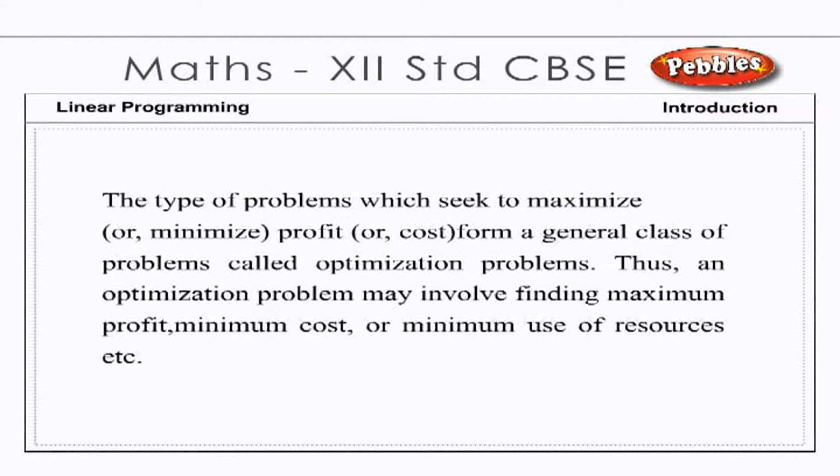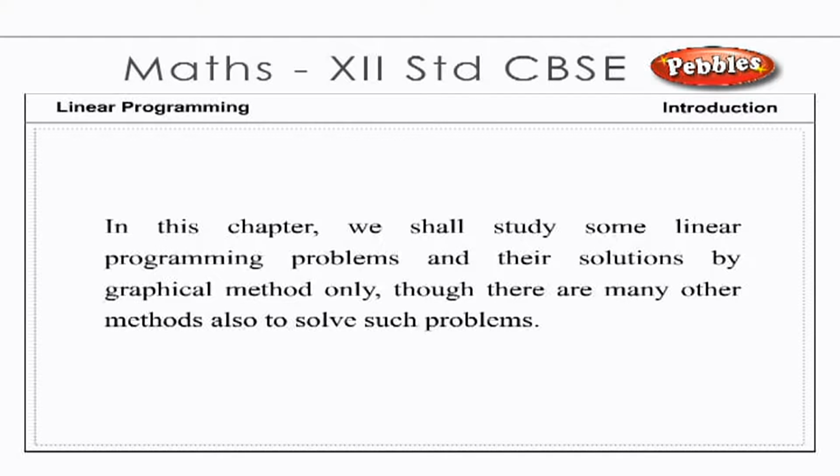The type of problems which seek to maximize or minimize profit or cost form a general class of problems called optimization problems. Thus, an optimization problem may involve finding maximum profit, minimum cost, or minimum use of resources, etc. In this chapter, we shall study some linear programming problems and their solutions by graphical method only, though there are many other methods also to solve such problems.